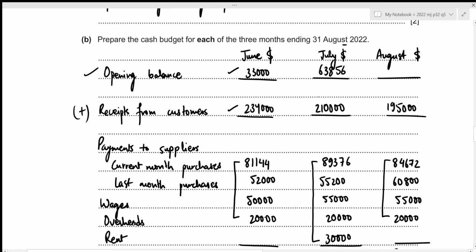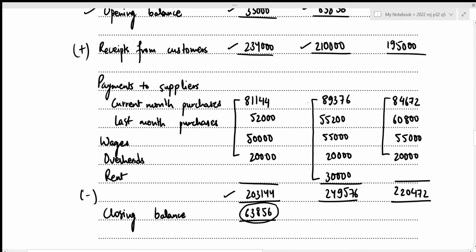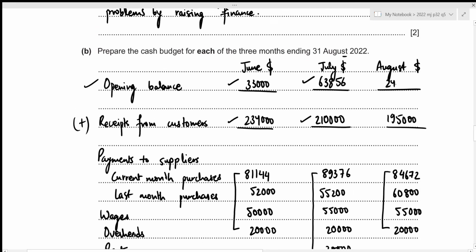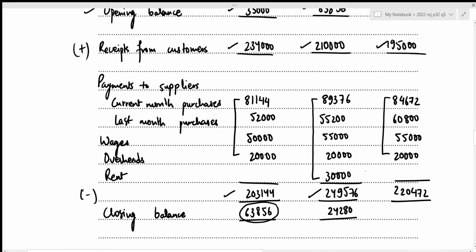And now the closing balance for July will be 63,856 plus 210,000 minus 249,576, which results in 24,280. Now this will be the opening balance for the month of August. So that will be 24,280. Now the closing balance for August is going to be 24,280 plus 195,000 minus 220,472, which results in a negative balance of 1,192. Okay, this concludes the second part of this question.